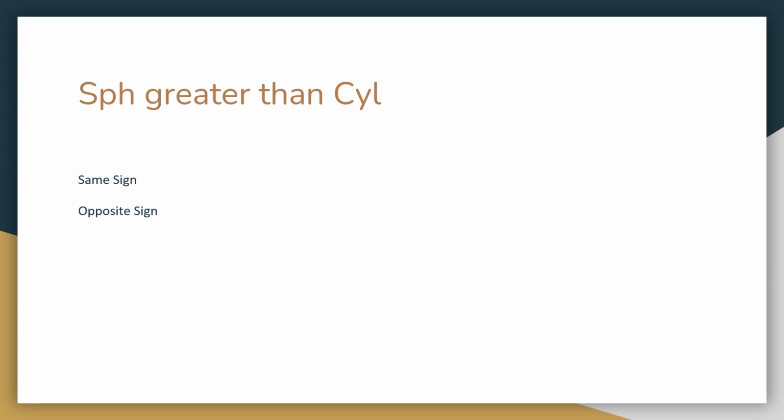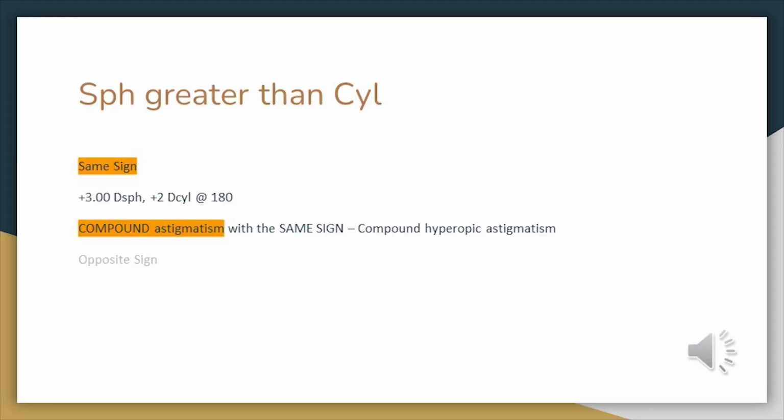Now we will look at when the sphere is greater than the cylinder in the spectacles prescription. Here again, the signs could be same or opposite. When the signs are same, we apply rule number 1. When the sphere and cylinder are of the same sign, it is compound astigmatism with the same sign. Here in this example, it is compound hyperopic astigmatism.